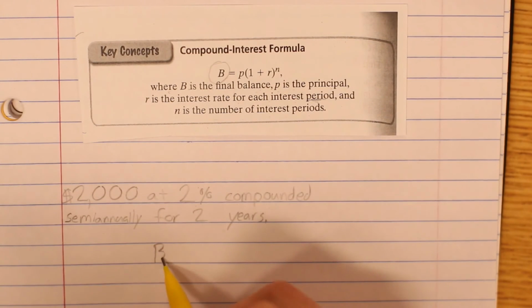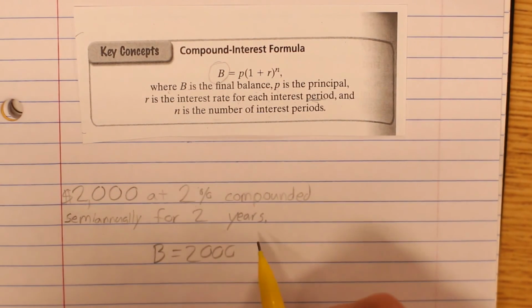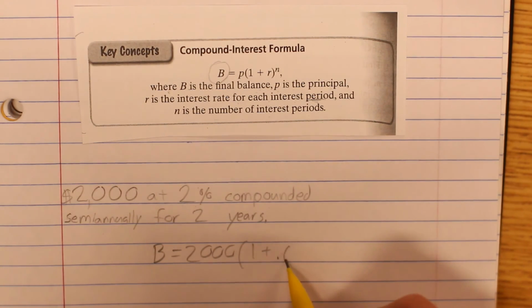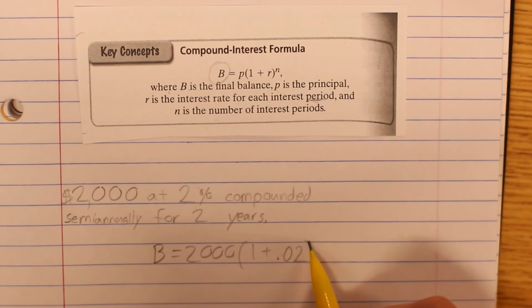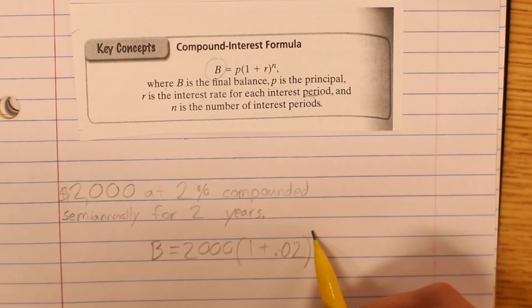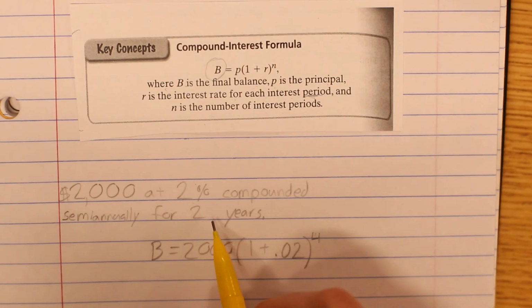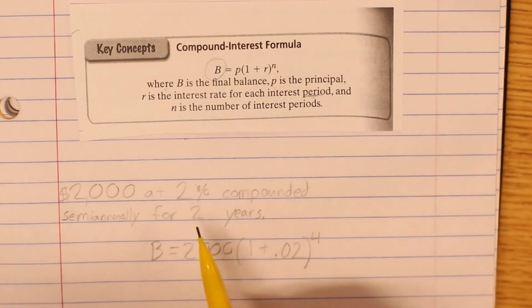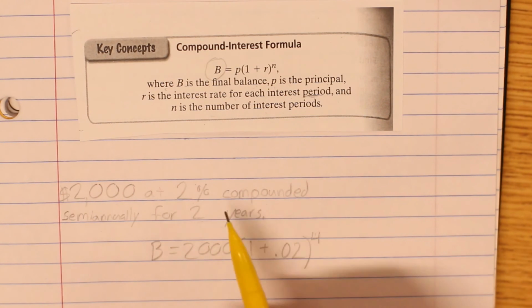So B, my balance, is equal to P, which is 2,000. Put my parenthesis, put my 1, plus, what's my rate? My R, which is 2%, which converted to a decimal is 0.02. Close that. And N is the number of periods. There's a total of 4. I know it says 2 years, but remember, each year it happens twice. So we get this.